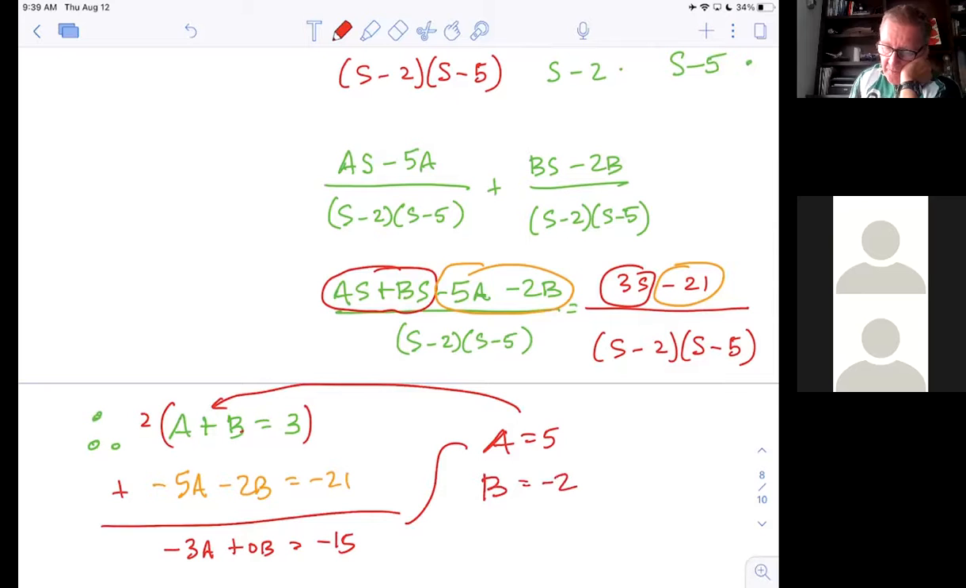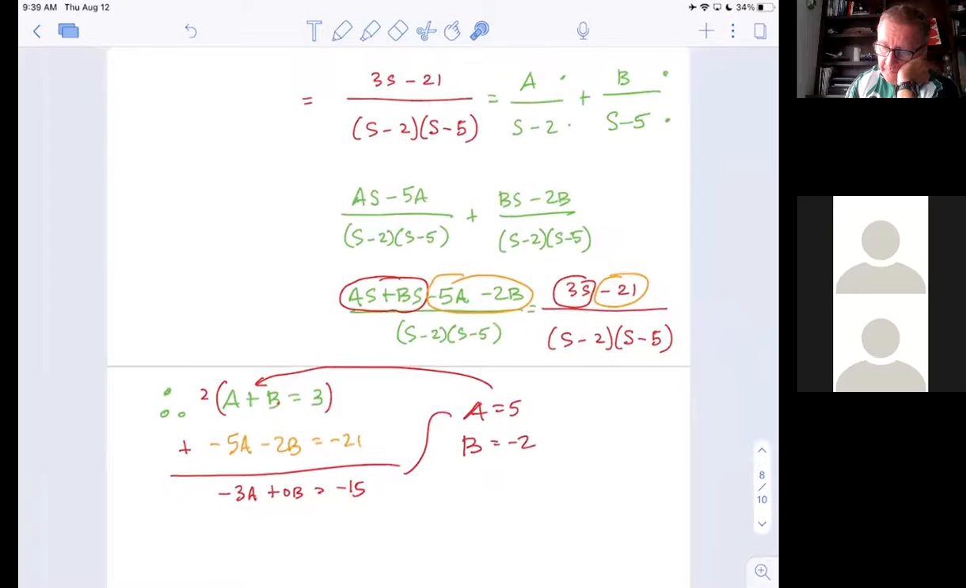Now, just to make sure I didn't screw up, I want to stare at this equation to make sure that if I use those values for a and b, do I get negative 21? So negative 5 times 5 is negative 25. Minus 2 times minus 2 is 4. Negative 25 plus 4, yeah, that is negative 21. So I actually got it. That's what we have in the denominator too.